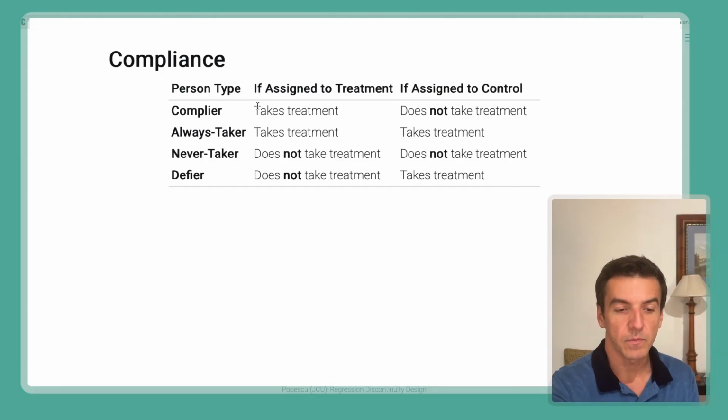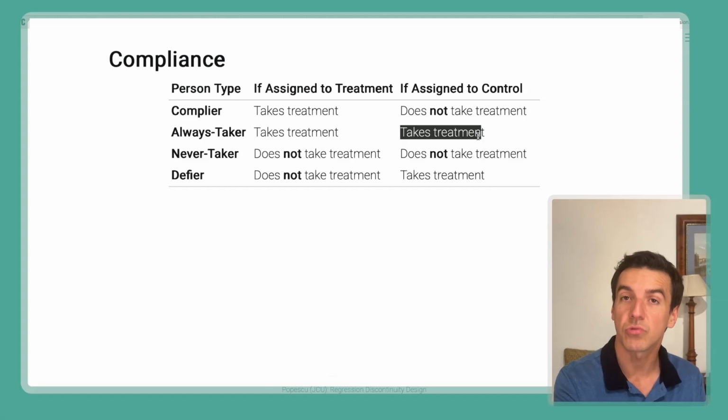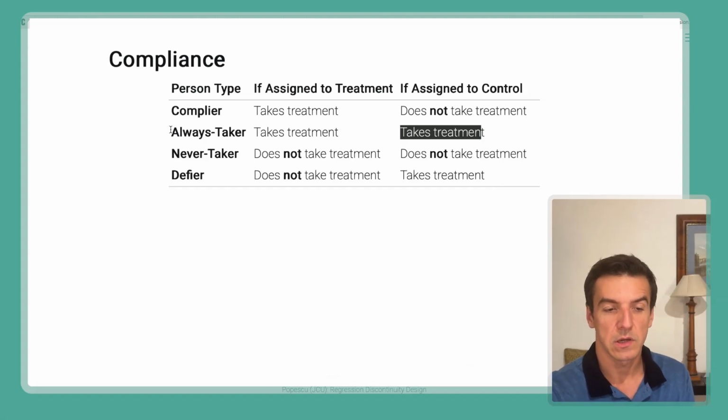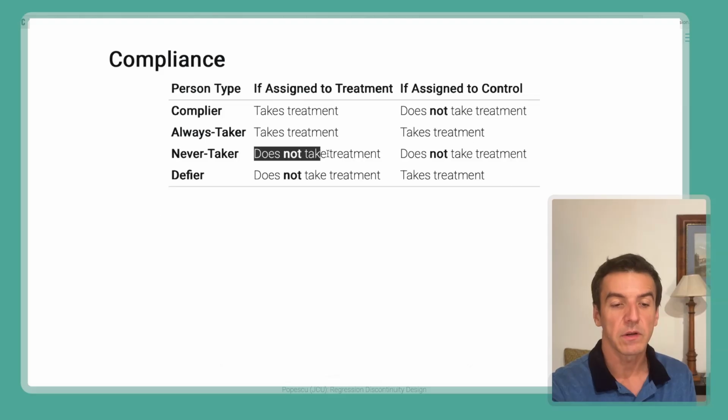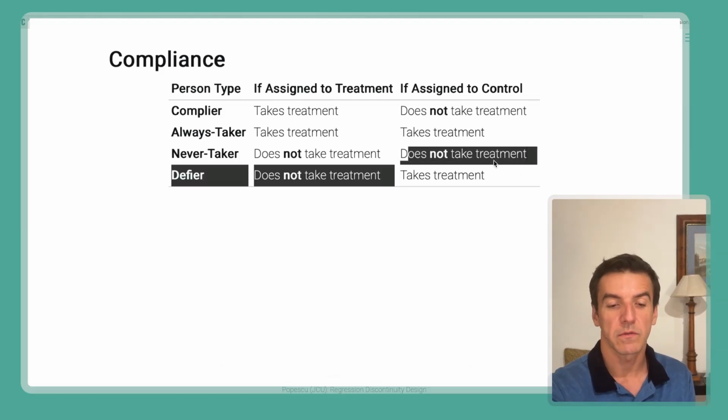A complier is someone who takes the treatment if they're assigned to treatment, and doesn't take the treatment if they're assigned to the control group. An always taker is a person who always takes the treatment if they're assigned to the treatment, and still takes the treatment if they're assigned to the control group. This is an interesting juxtaposition of taking the treatment versus whether they pertain to the treatment or the control group. A never taker, even if they're assigned to the treatment group, never takes the treatment. Even if they're assigned to the control group, they never take the treatment.